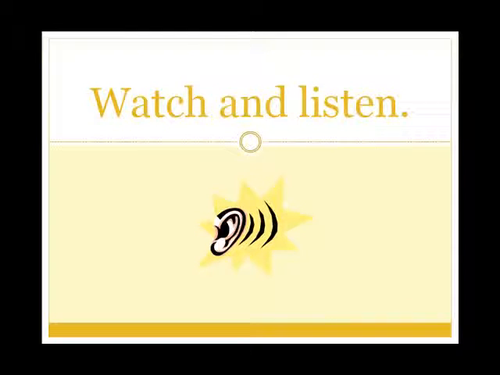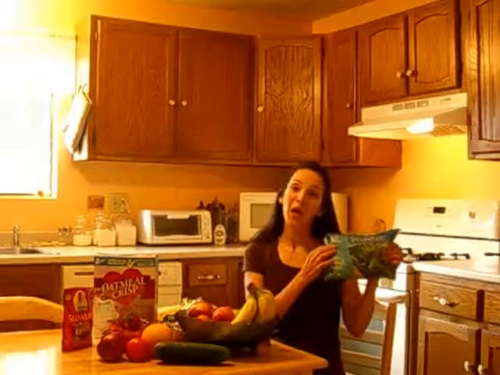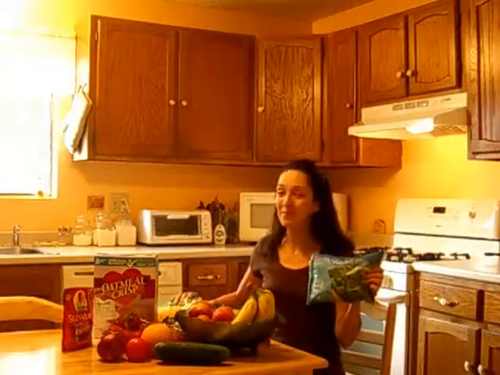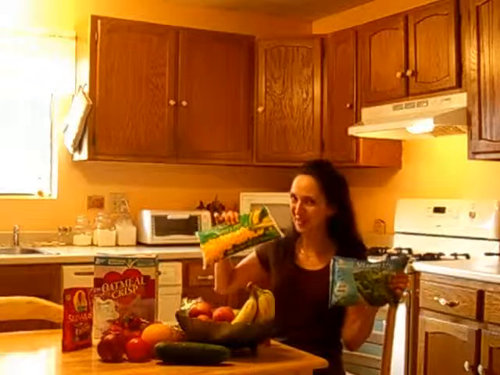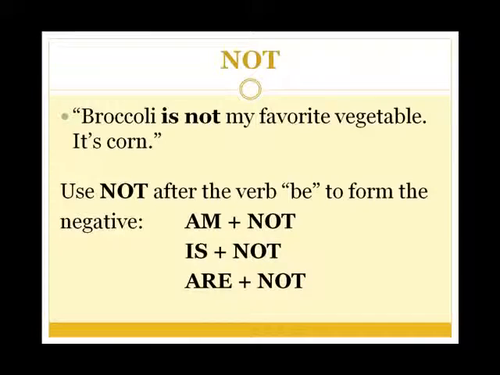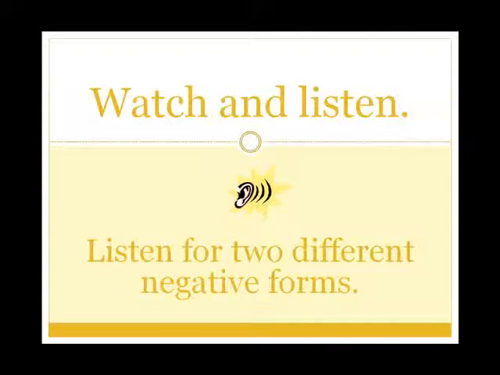Watch and listen. Broccoli is not my favorite vegetable. My favorite vegetable is corn. Not helps us form the negative. Example, broccoli is not my favorite vegetable. It's corn. Use not after the verb be to form the negative. Am not, is not, are not.